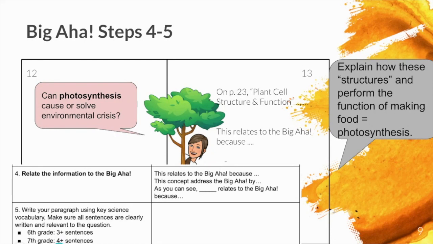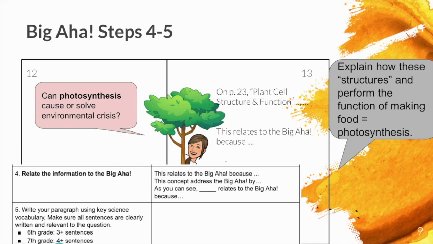Now, the next steps, step 4 and 5, are how do you, after you've written your couple of first sentences, be more specific and talk about the big aha. So once again, page 23, how do these structures in the cell relate to photosynthesis or causing environmental crises? I don't see any conversation about environmental crises here, but I do see them talking about photosynthesis. So when I'm writing my big aha here, I'm probably just going to address the photosynthesis part.